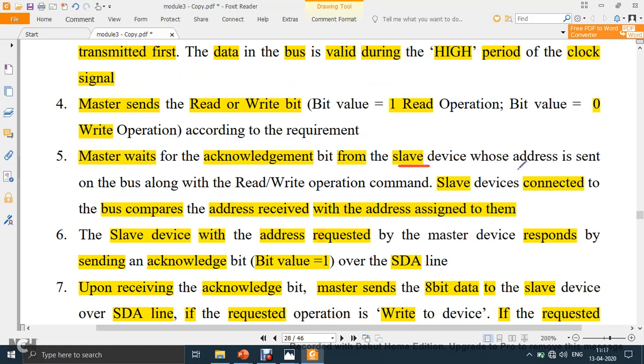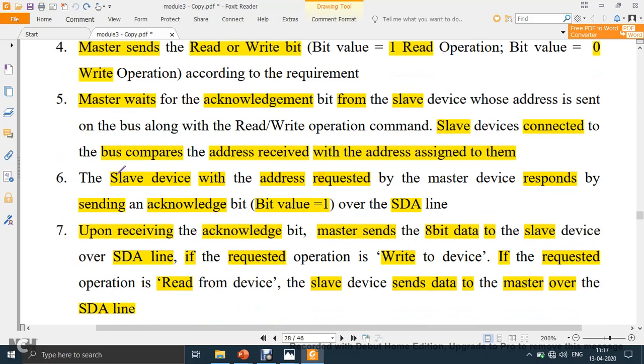So from the slave device. The slave device whose address is sent along the bus with the read-write operation command. Then the slave devices connected to the bus compare the address received with the address assigned to them. Okay, so they compare the address that is received on the SDA line to the address available with them. So the slave device with the address requested responds. Okay, so how does it respond? By giving an acknowledgement bit.